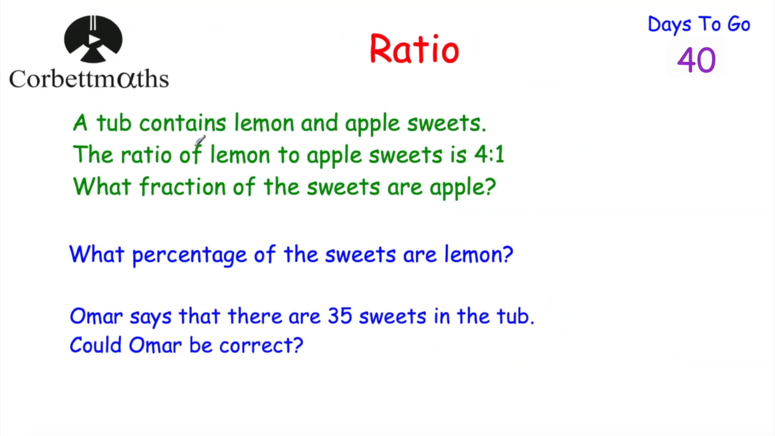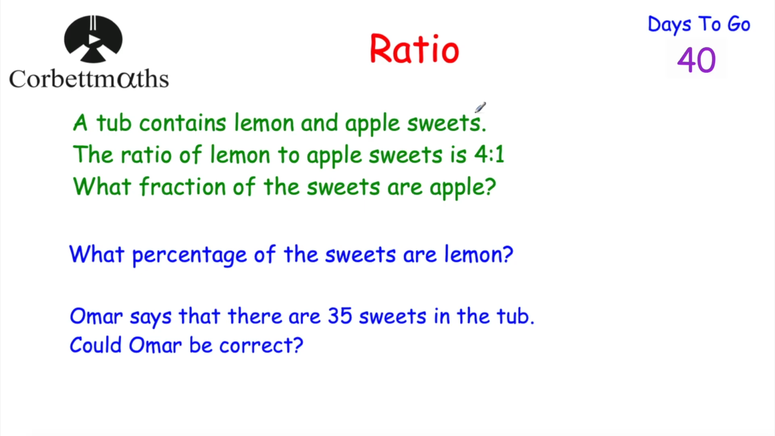Okay, let's have a look at our next question. This is one for you to try. It's a similar question where a tub contains lemon and apple sweets, and the ratio of lemon to apple sweets is 4 to 1. So that means for every 4 lemon sweets, there's 1 apple sweet. The question says, what fraction of the sweets are apple? Then we're asked what percentage of the sweets are lemon. And then we're told that Omar says there are 35 sweets in the tub. Could Omar be correct? Feel free to press pause now and try these 3 questions.